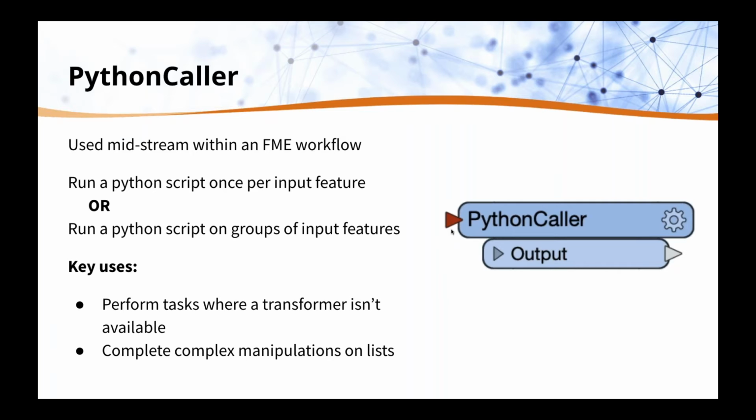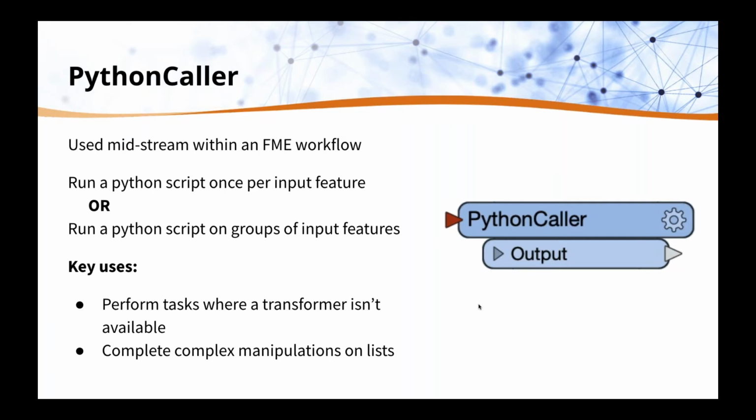Or the PythonCaller has recently been updated to have some group by or grouping options. So you could actually run the script on groups of input features as well. I'll talk a bit about both of these and see how those work. Some key uses for this one would typically be if you need to perform some kind of task where we don't already have a transformer built into FME. So maybe it's some complex statistical analysis or something like that, where we just don't have transformers that make it easy, but there are Python libraries available, so you could choose to bring those in and use those.